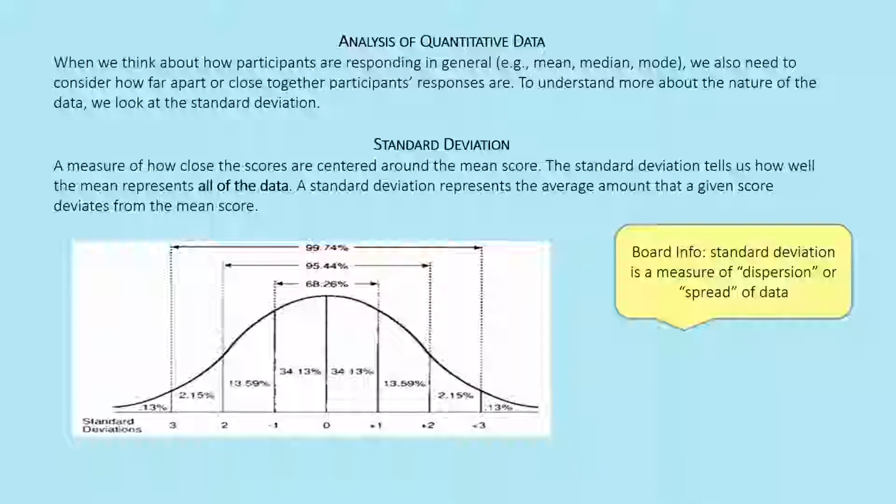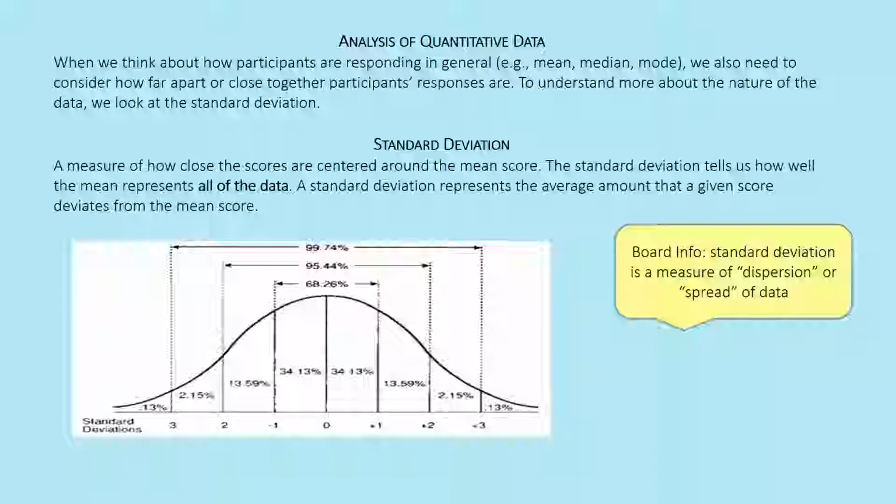So let's take a look at the analysis of quantitative data. We think about how participants respond in general, and then we take their responses and do our analysis, and we find the mean, median, and mode of the data. And we need to consider how far apart or how close these responses are and where they fall on our bell curve to understand more about the nature of the data and what it looks like, and then how we divide it up between standard deviations.